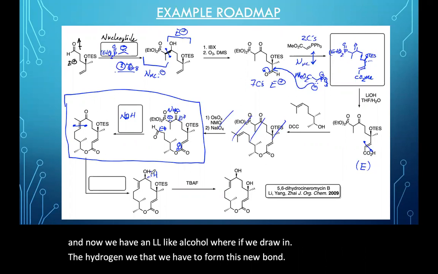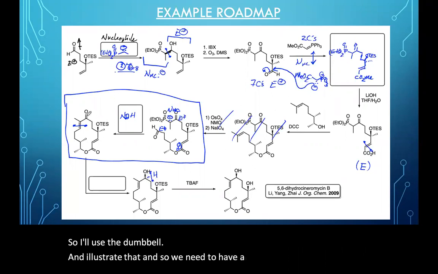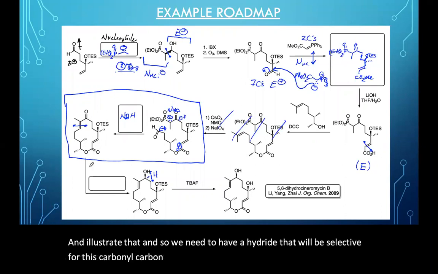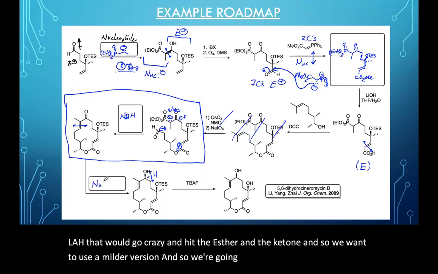So I'll use the dumbbell and illustrate that. We need a hydride that will be selective for this carbonyl carbon and not anything else in the molecule. If we used LAH, that would go crazy and hit both the ester and the ketone. And so we want to use a milder version. We're going to use sodium borohydride.